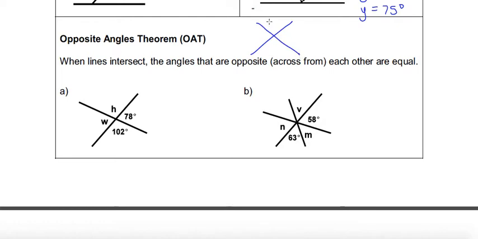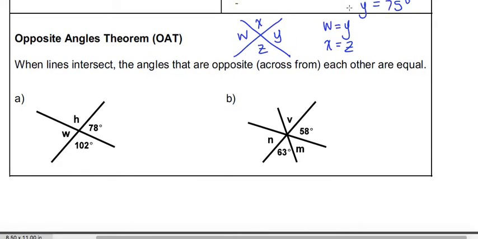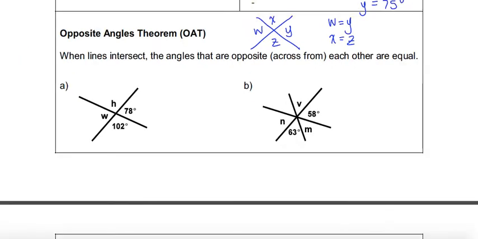and I labeled this one X, and this one Y, this one Z, this one W, then I know that the angles right across from each other are going to be exactly the same. So W is the same as Y, and X is the same as Z. That's what the opposite angle theorem tells us. The angles across from each other are exactly the same.